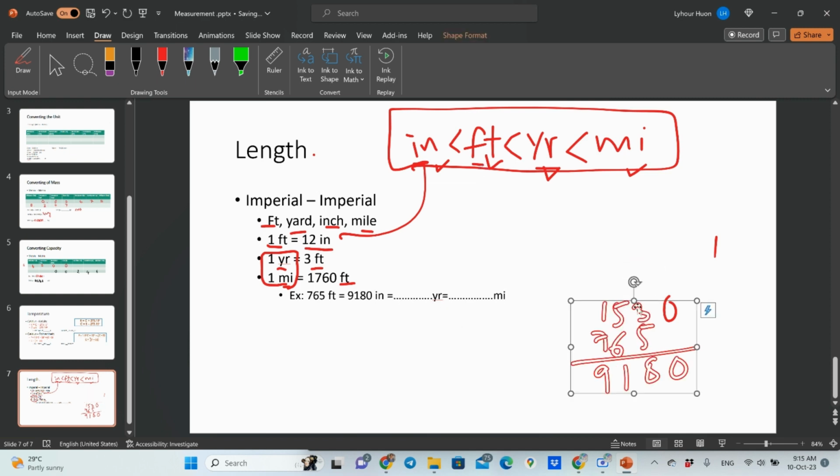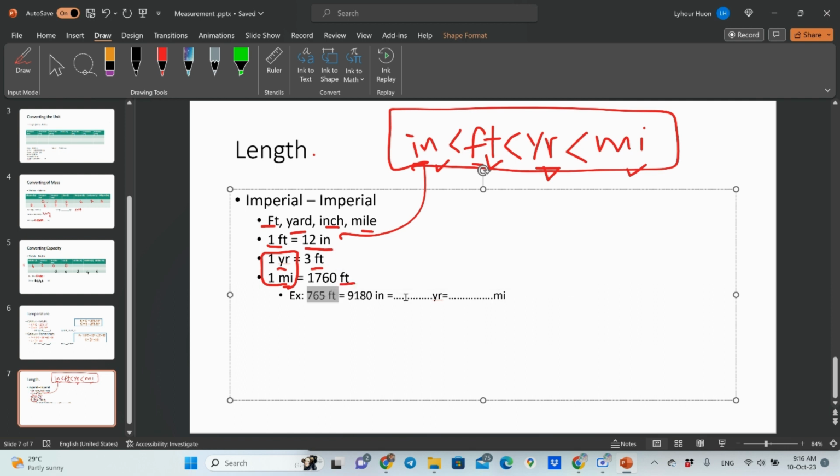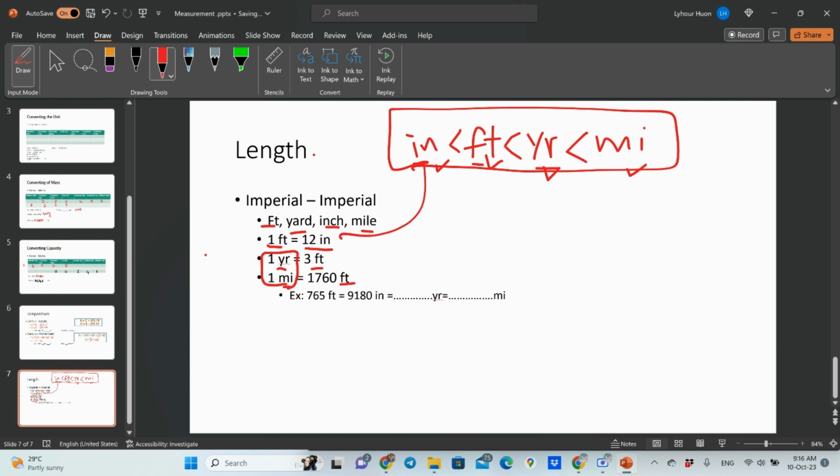Okay. Now to convert the feet to yards, we know that 1 yard is 3 feet. How about 765 feet? How many yards? 9,180 yards? No. Okay, so we check. First, 1 yard is equal to 3 feet. Oh wait, yes, 1 yard is equal to 3 feet.